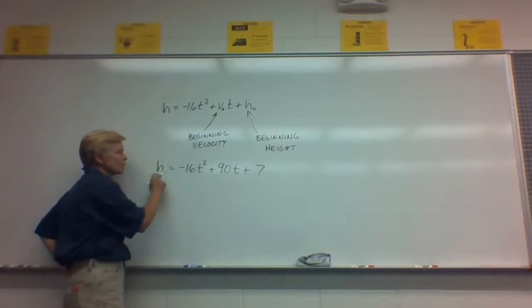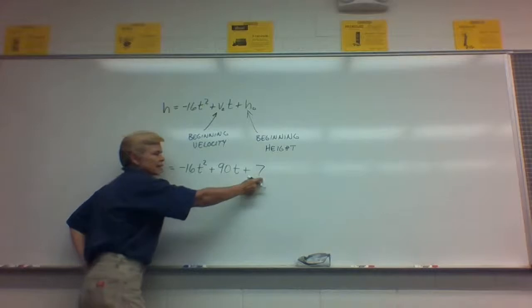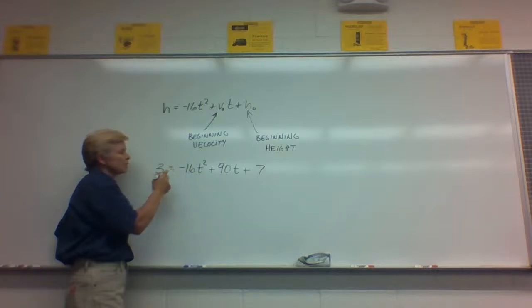So when the height of the ball was 3 feet high, we're asking how long did that take? That's the ending height. This is the beginning height. Does this make sense to you? Okay. In order to solve this, this is a quadratic. In order to solve it, it needs to be equal to 0 first. We're going to subtract the 3 from the 7.